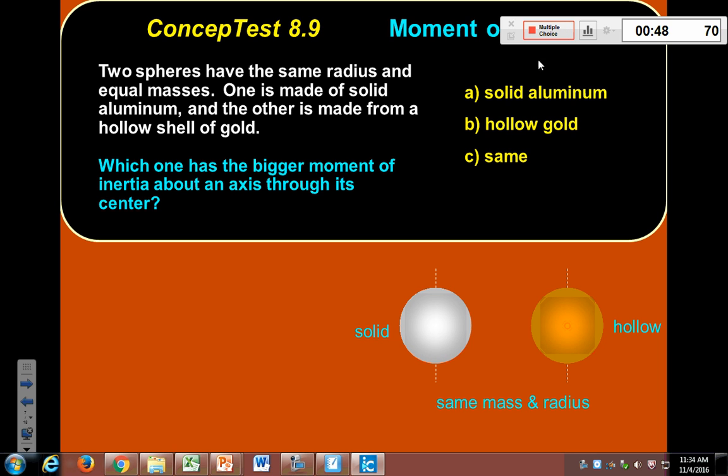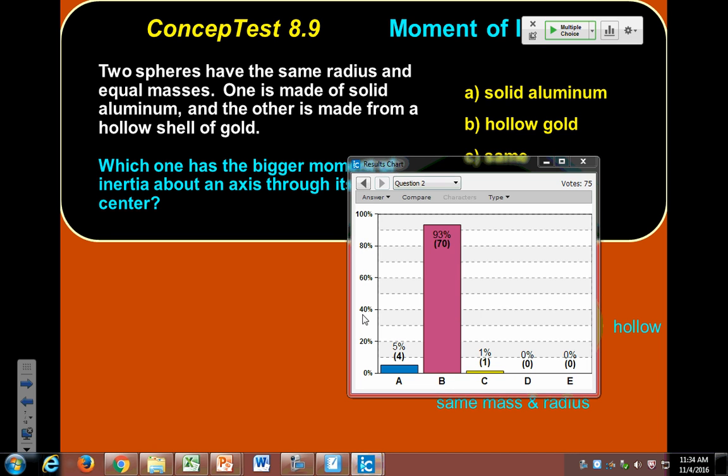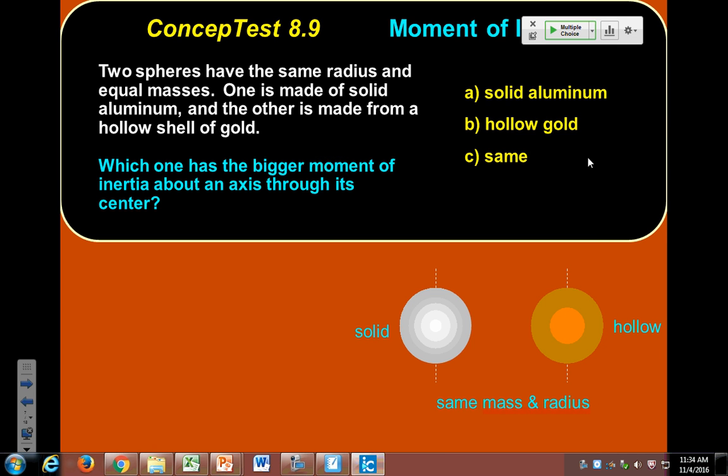All right, let's stop at 55. Okay, awesome. B is right. The hollow gold, because you have more mass at bigger radii. Our basic definition is that I is the sum of mr squared. So if I have more mass at bigger r, that means it's going to have a bigger moment of inertia.